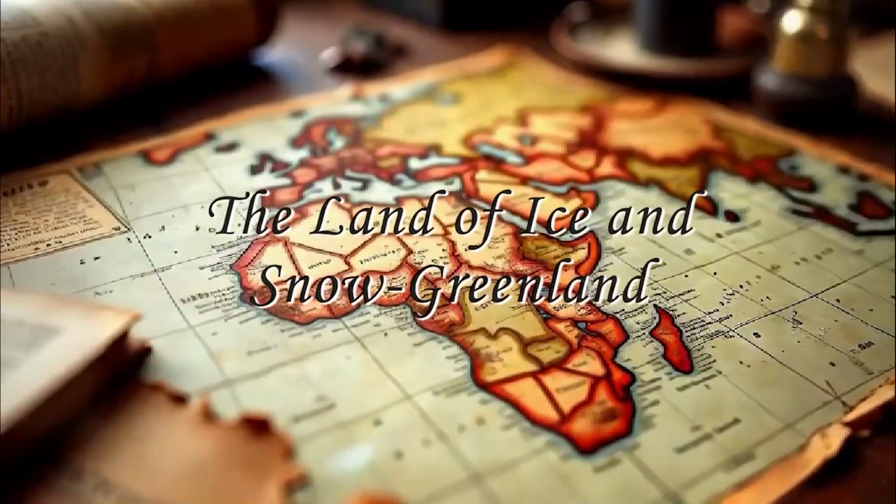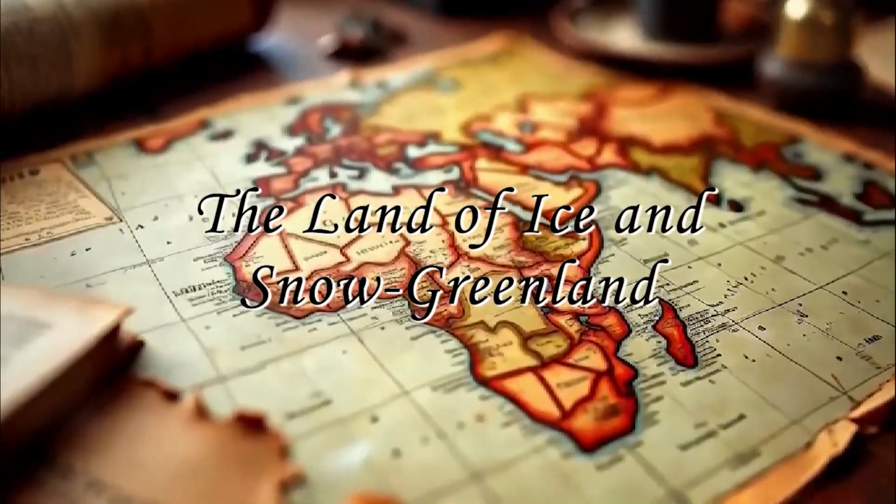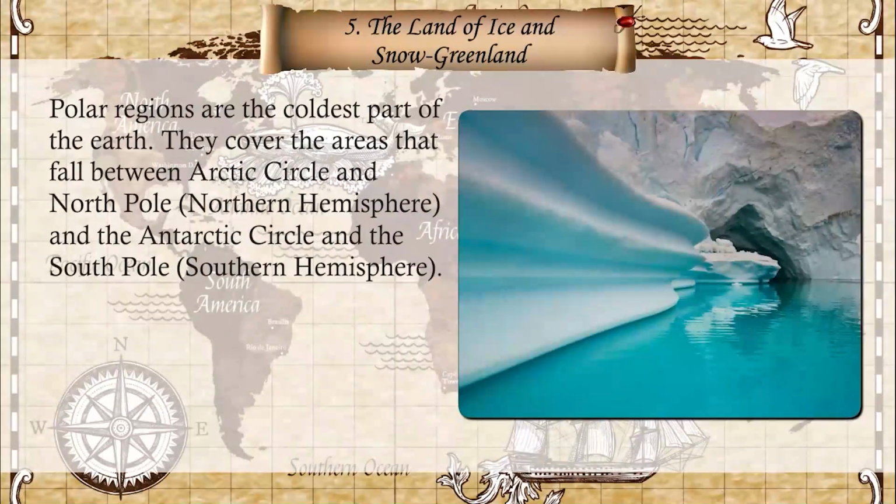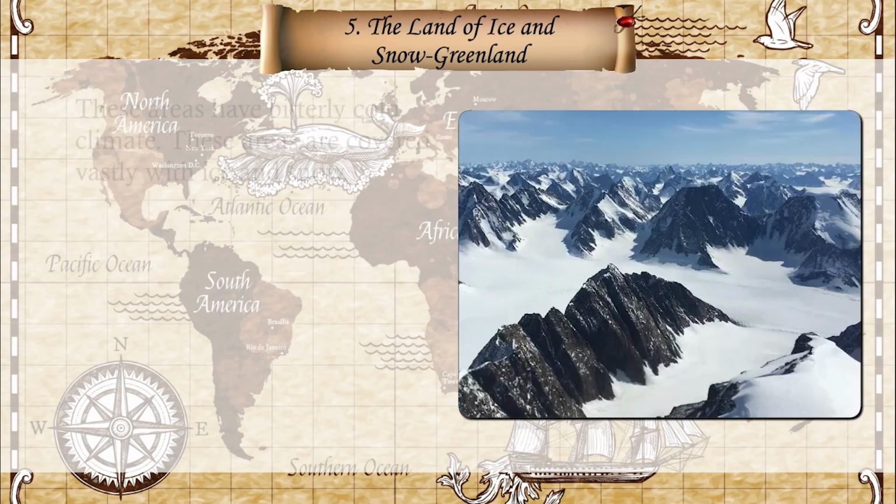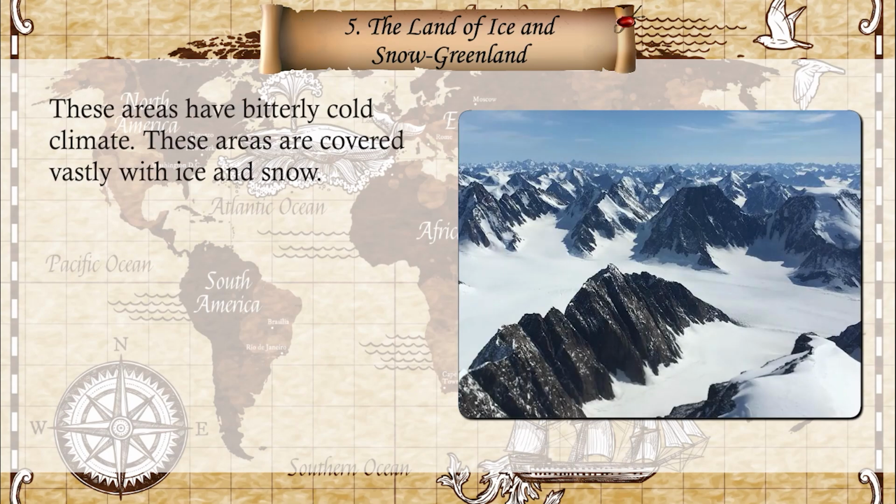Chapter 5. The Land of Ice and Snow, Greenland. Polar regions are the coldest part of the Earth. They cover the areas that fall between the Arctic Circle and the North Pole, Northern Hemisphere, and the Antarctic Circle and the South Pole, Southern Hemisphere. These areas have a bitterly cold climate.